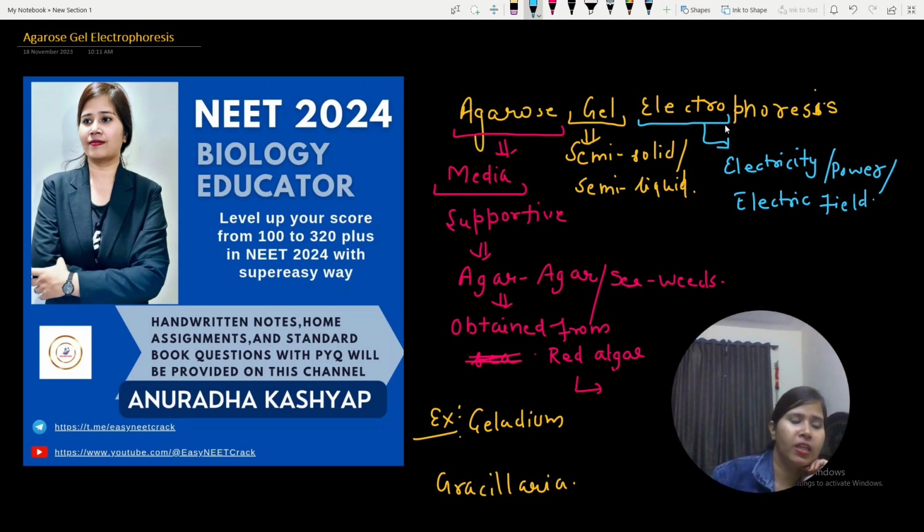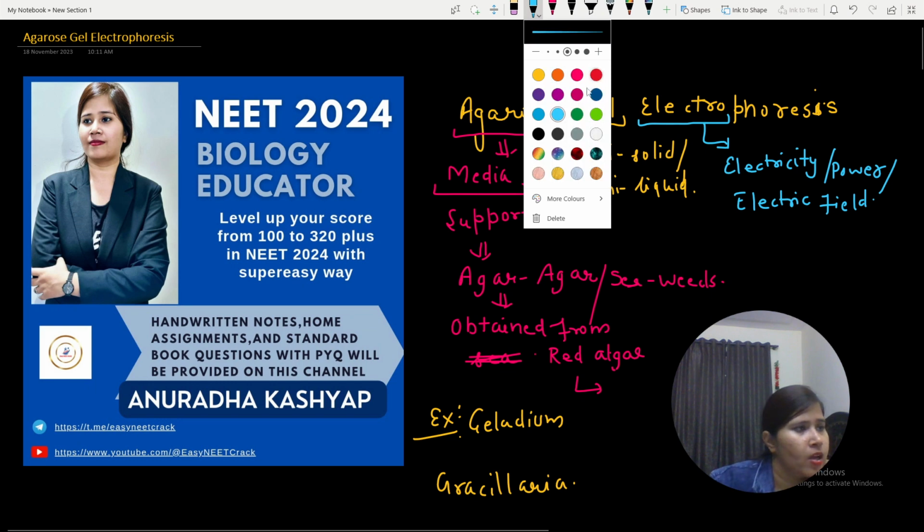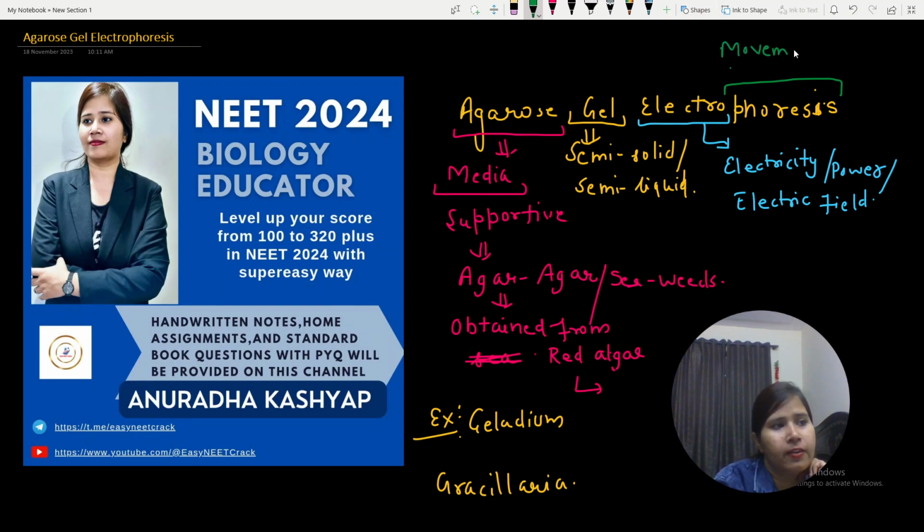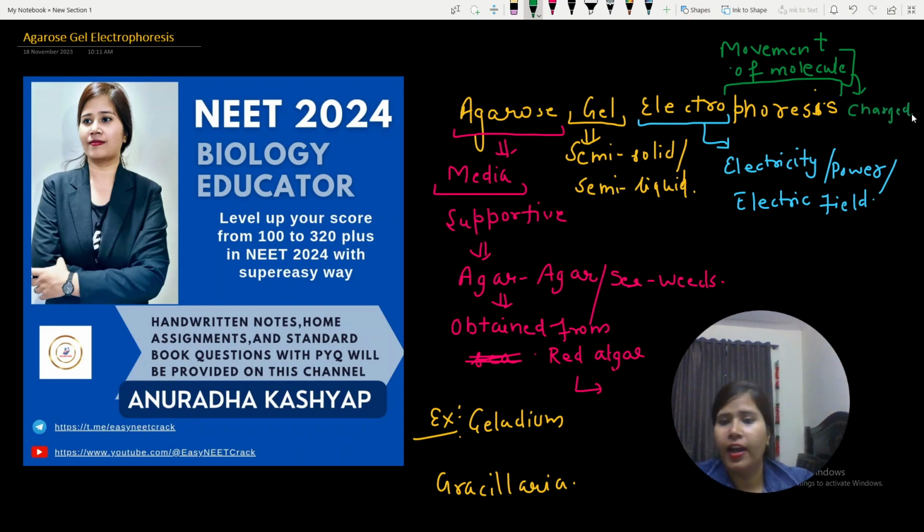So what is the meaning of phoresis here? Phoresis is basically movement. Movement of molecules, but which kind of molecule? It is your charged molecule. And you know that I am talking about DNA, and DNA is negatively charged.